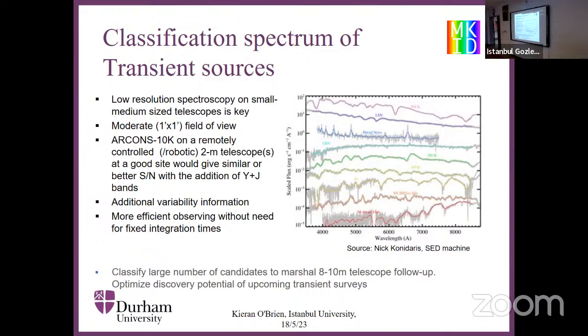And that little bit of additional bandwidth can really enable you to discern different types of objects. On top of that, you also obviously get the variability information for free, compared to your semiconductor detector observation, where you have to observe for your predefined integration.